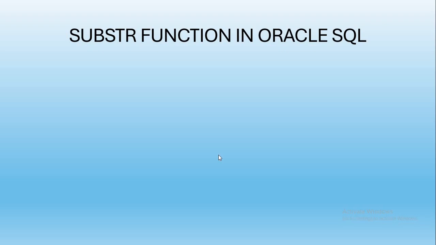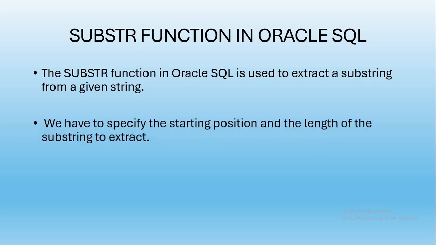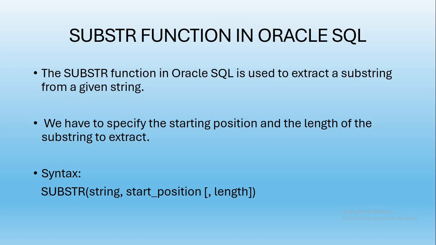Now we'll see the SUBSTR function in Oracle SQL. The SUBSTR function is used to extract a substring from a given string, and we have to specify the starting position and the length of the substring that we have to extract. This is the syntax of SUBSTR. We have to pass the string, the start position, and the length, where length is the optional parameter and the first two parameters are mandatory.